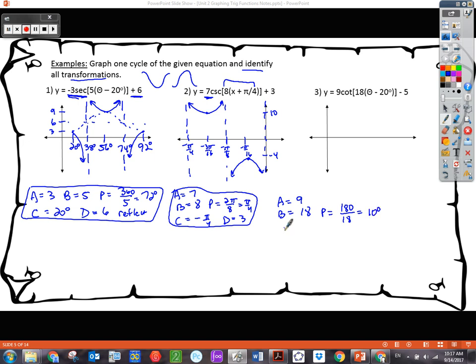Then our phase shift, our C value, I'm going to go right 20 degrees. And then our D value, I'm going to go down 5. So I'm going to do this by the phase shift method. So I'm going to go to 20. That's where I start. It's cotangent. It starts with an asymptote at 20. I take my 20 degrees and I add the period to it, 10 degrees. So I go out here to 30 degrees. And it ends with an asymptote. Okay, cotangent starts and ends with an asymptote.